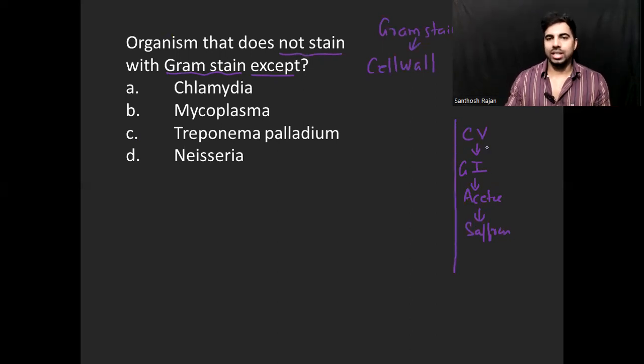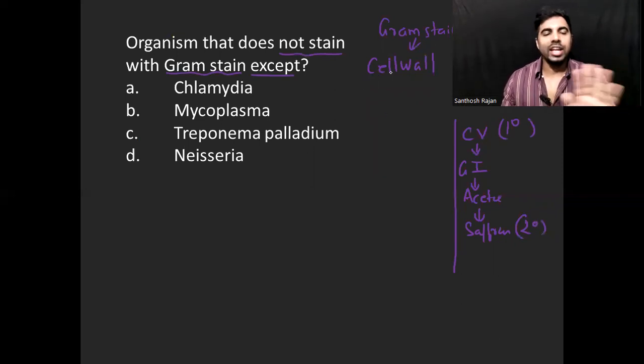Crystal violet, then Gram's iodine, acetone, safranin. This is the order, this is the way. It's a primary stain and a secondary stain. Safranin is the secondary stain. The primary stain is your crystal violet. And again, I repeat, positive means purple, negative means pink color.